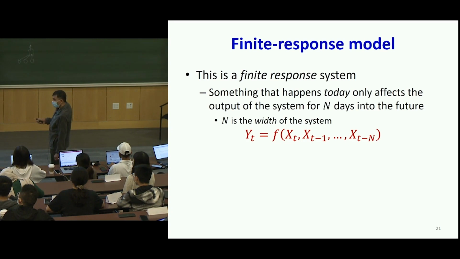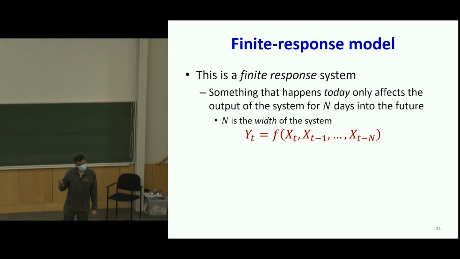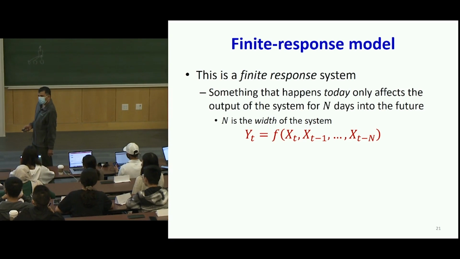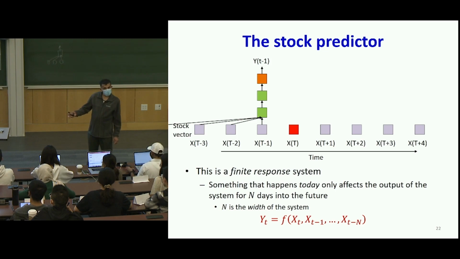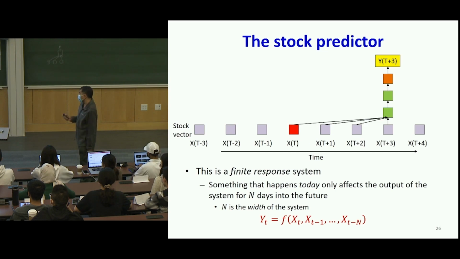And consequently, any event is going to influence the output for the next n days, right? And if you don't believe me, take a look at this. Take a look at the input on the red box. At t minus 1, obviously, it doesn't influence the output. At t, it does. At t plus 1, it does. At t plus 2, it does. At t plus 3, it does. And then its influence is gone.